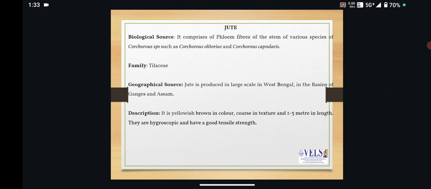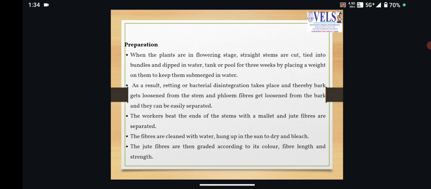Next is jute. It comprises phloem fibers from the stem of various Corchorus species, Corchorus olitorius and Corchorus capsularis, family Tiliaceae. It is yellowish brown in color, coarse in texture, about 1 to 3 meters in length. It is hygroscopic in nature with good tensile strength.